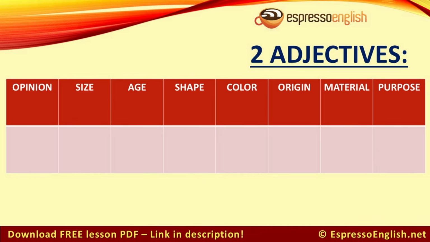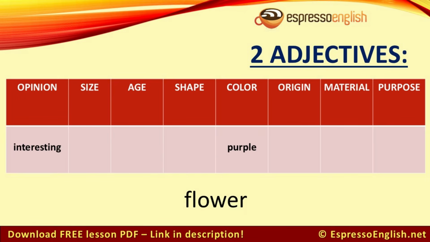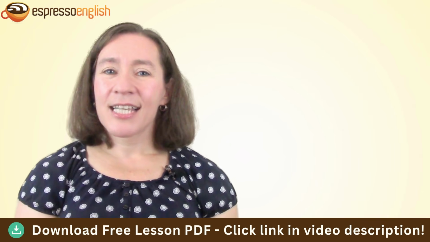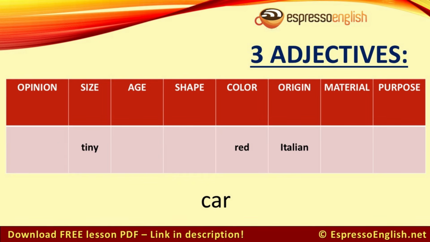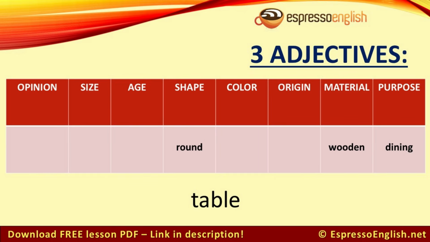For example, with 2 adjectives: a young Japanese artist, a small oval window, an interesting purple flower. Let's look at some with 3. A comfortable new leather couch, a tiny red Italian car, a round wooden dining table.